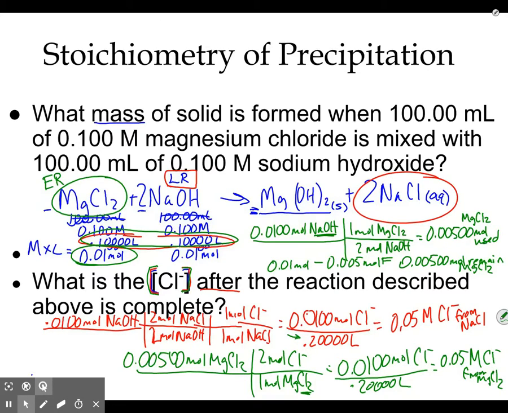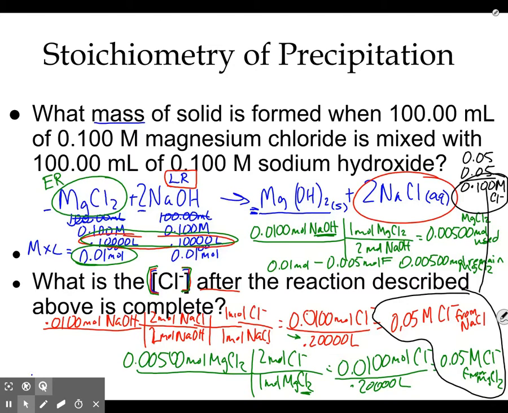From that source. Well, these are our 2 sources of chloride ions, and so all we really have to do is add those together. So 0.05 plus 0.05 is going to be 0.100 molar chloride ions total. And that would be your final answer.